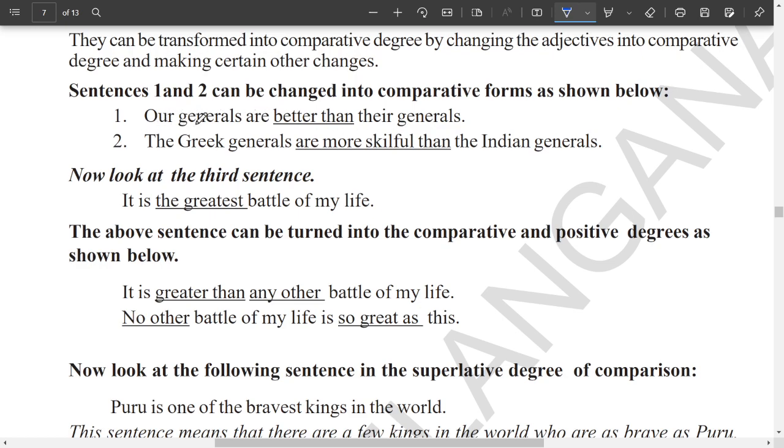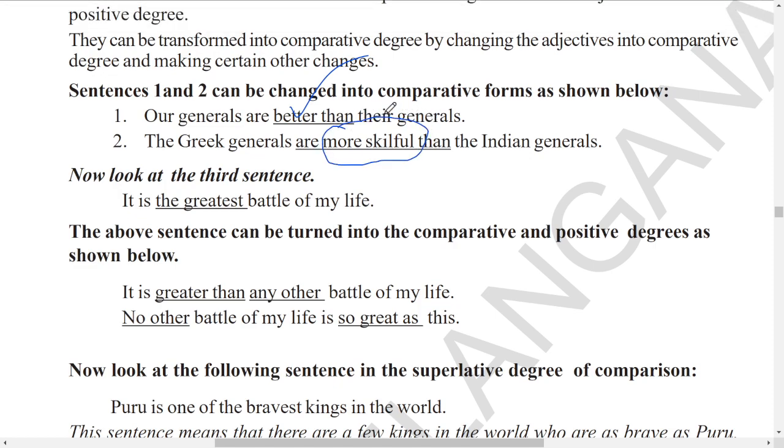Okay, look at this. Our generals are better than their generals. So there is comparison between our generals and their generals. Here we are using better, that is comparative degree. Next, Greek generals are more skillful than the Indian generals. More skillful is another adjective here, which is the comparative degree used to compare Greek generals with the Indian generals.